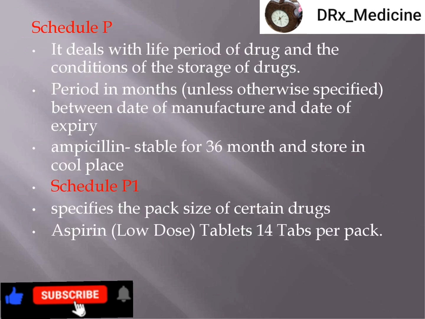Schedule P deals with the life period of drugs and the conditions of storage of drugs. Period in months, unless otherwise specified, between date of manufacture and date of expiry: ampicillin is stable for 36 months and stored in a cool place. Schedule P1 specifies the pack size of certain drugs. Aspirin, low dose, tablets: 14 tablets per pack.